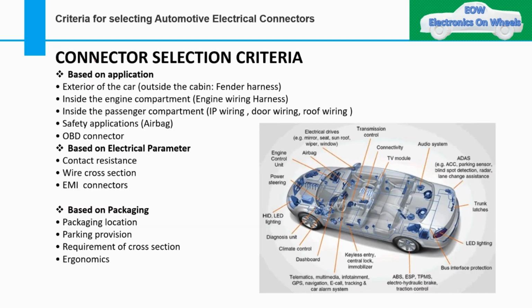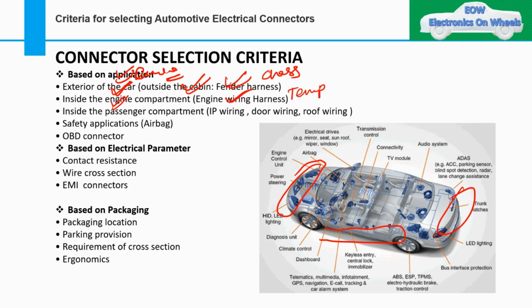So I have told you the connector selection based on the application or the environment. So what are the applications and what are the locations? First might be the exterior of the car. The exterior of the car would be fenders, chassis area, outside the cabin. So fender harness, then chassis harness. Then the second option is inside the engine compartment, the engine wiring harness. Here I told you what things you have to take care of: one is the temperature, then vibration, then third the sealing classification. Those things you have to see, and then you have to select your connector.